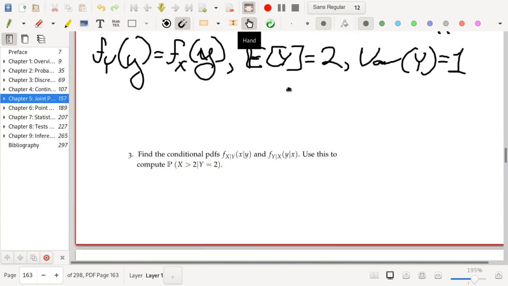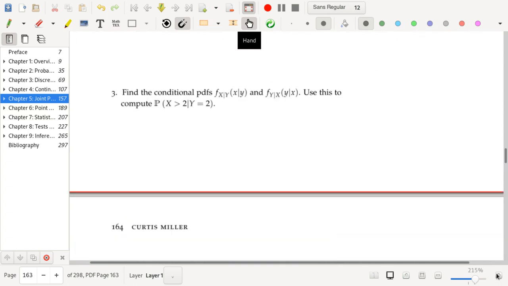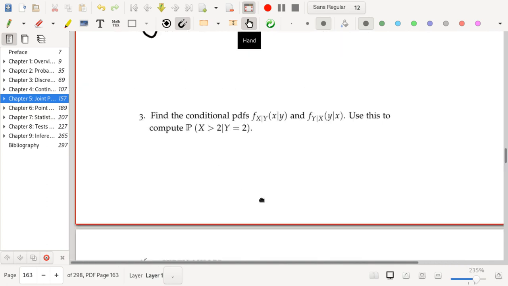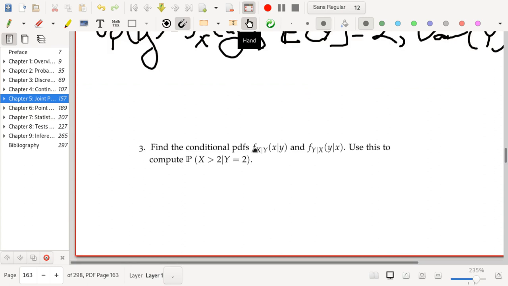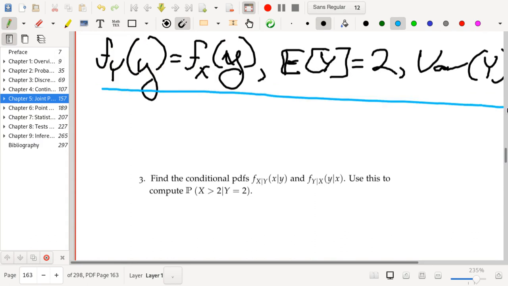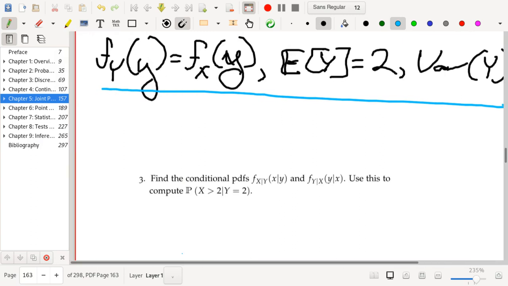Anyway, find the conditional PDFs of x given y and y given x, and use this to compute the probability that x is greater than 2, given that y is equal to 2. This is also another one of those situations where the typesetting didn't work out quite right, unfortunately, and I just couldn't automatically turn this into a book, so the typesetting went bad here. So we'll just say everything below the blue line corresponds to this calculation.